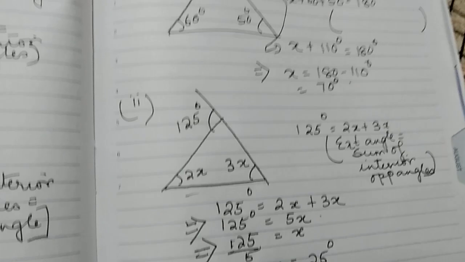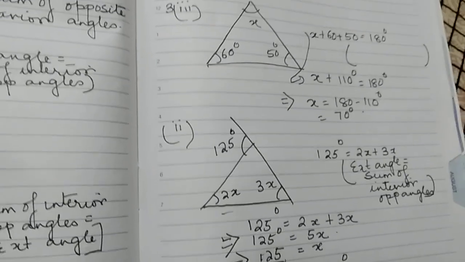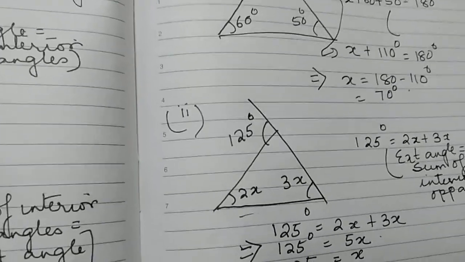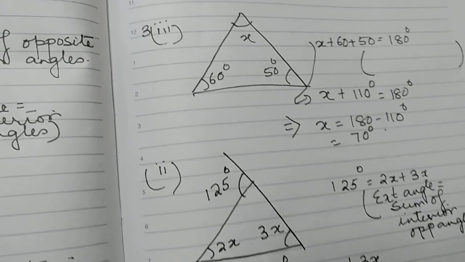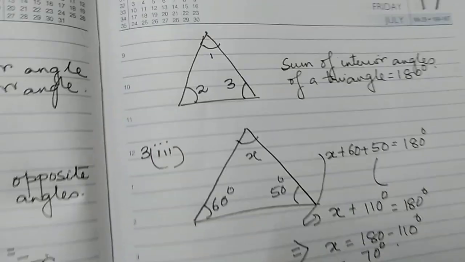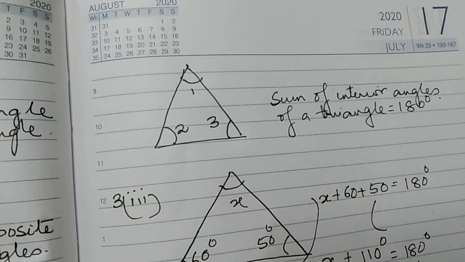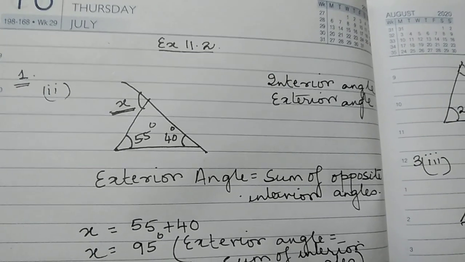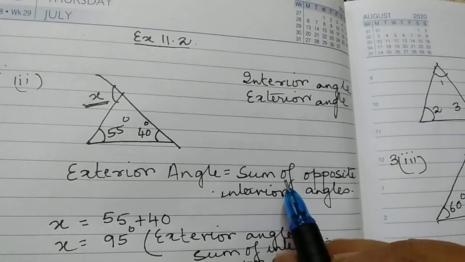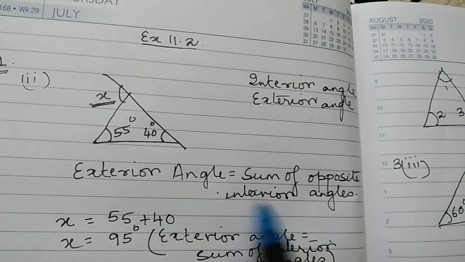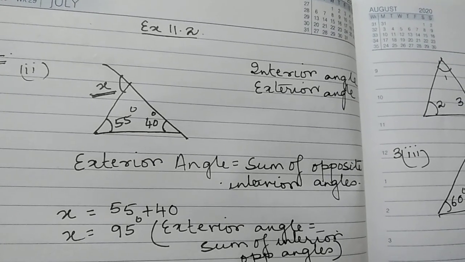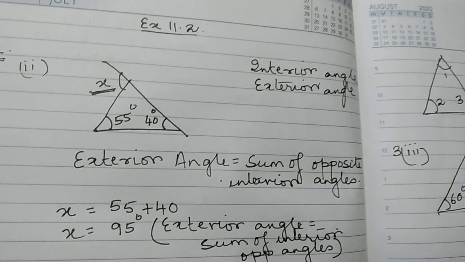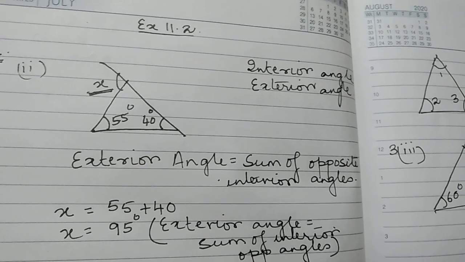So did you understand the two concepts? What are the two concepts about which we are doing these questions? One is that sum of the three angles of a triangle is equal to 180 degree. This is the first concept. And the second concept is that exterior angle is equal to sum of interior opposite angles. Is it clear, girls? Okay. Now if we move on to question number 4.